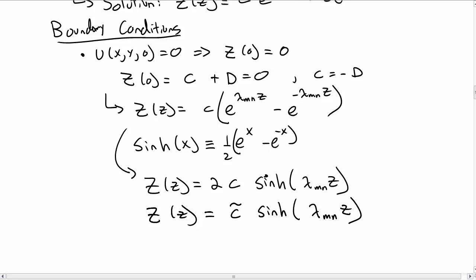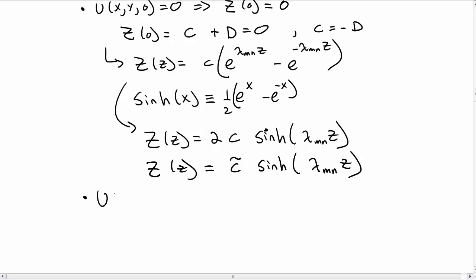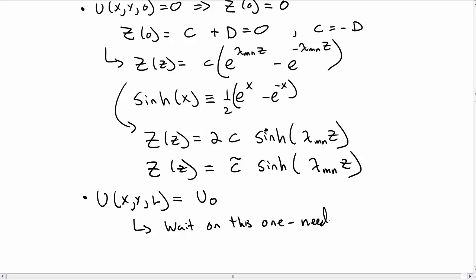In principle, we have one more boundary condition that we need to impose in the z direction. So at z equal to L, we need this to be equal to a constant, u naught. We can't actually solve this boundary condition at this point, so we need to wait on this one. We're going to need to use our ideas of a Fourier series in order to find the solution to this.